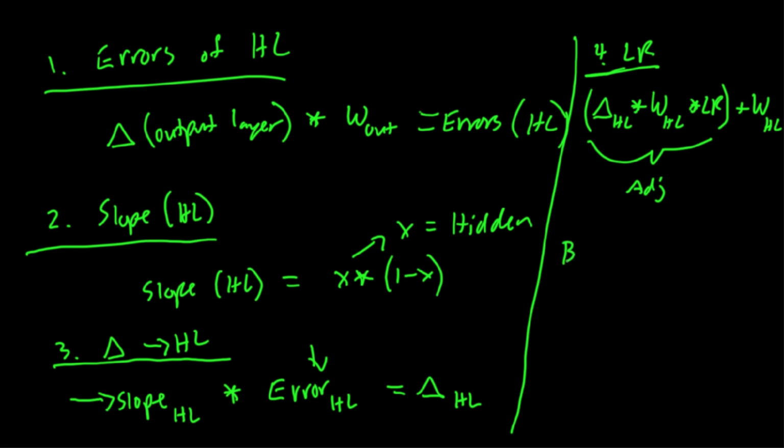All right, and now updating your biases with the learning rate. The updated biases is going to be the sum of the delta, but for the hidden layer, times the learning rate, which again is going to be our adjustment. And then we're going to add this adjustment to the original biases. And that will give you your updated biases for the hidden layer. And then at that point, we're done.